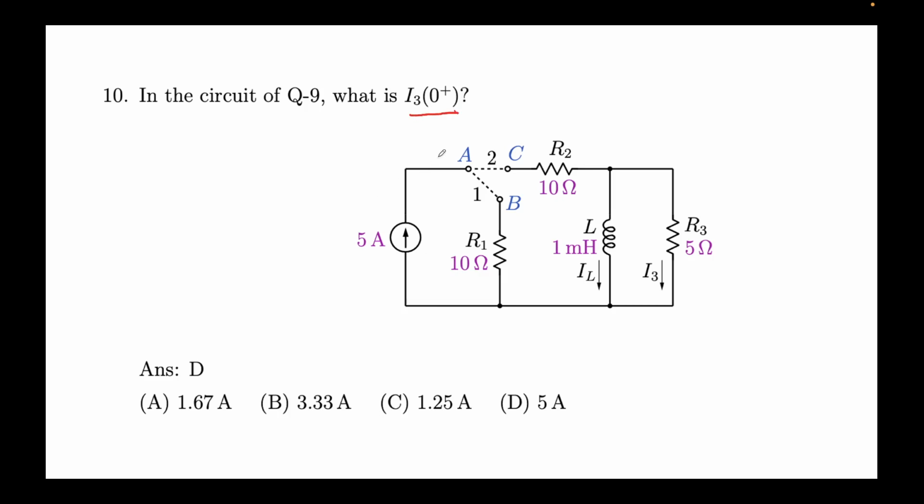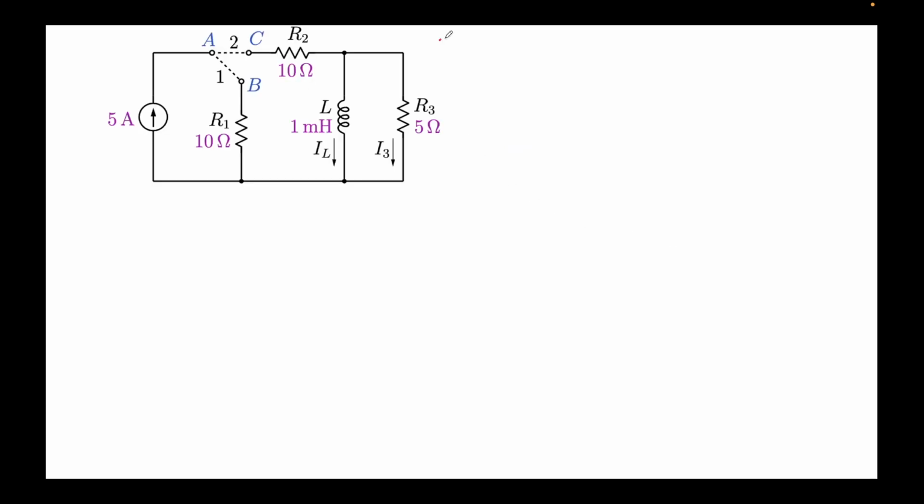Okay, I3 at 0 plus, where is I3? Okay, so this is I3. So we are required to find the current flowing through this arm at 0 plus. Okay, let's do that. So I3 at 0 plus, this is what we are required to find.